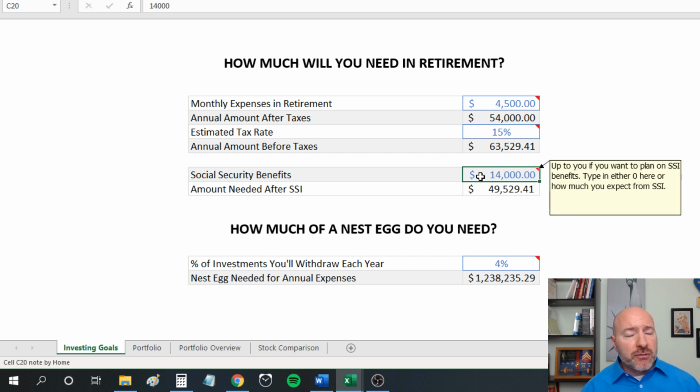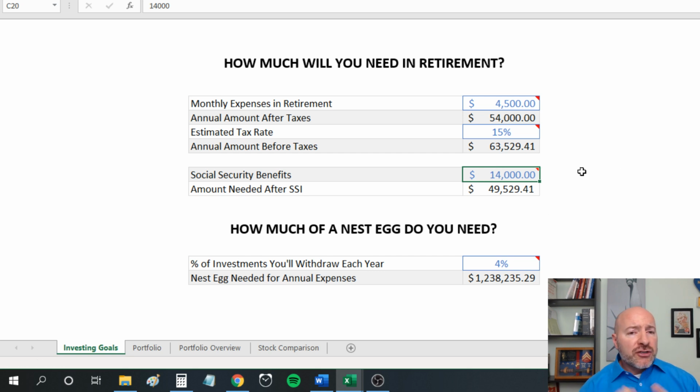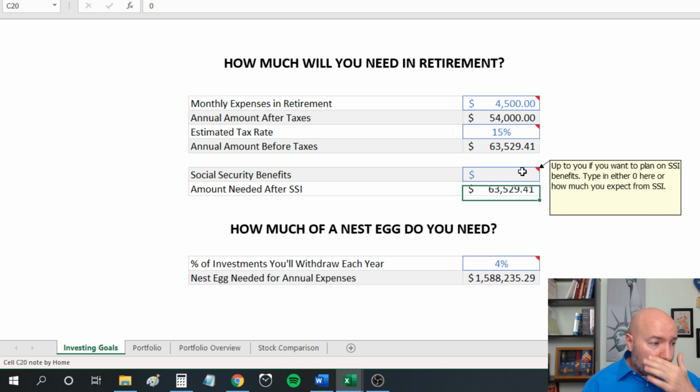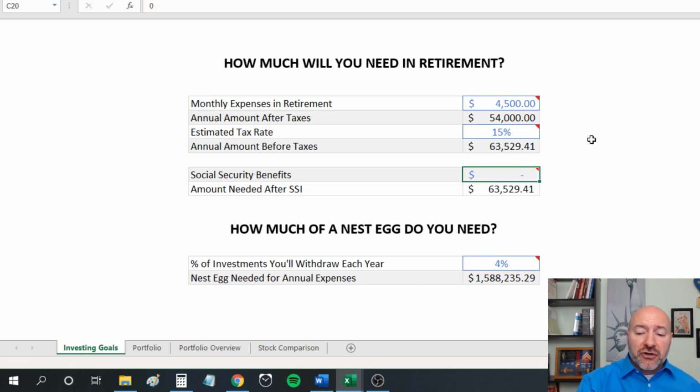And then Social Security benefits. Right now, the average Social Security benefit is $14,000 a year for one person, $28,000 for two. And you can play around with this too. If you don't want to depend on Social Security, then you can put in 0 here and see how much money you need. If you think, okay, I'm pretty sure I can get at least one Social Security check between myself and my partner, my wife, then you put that in.